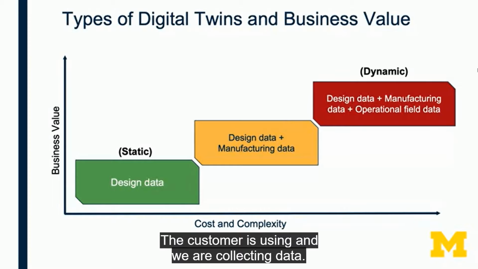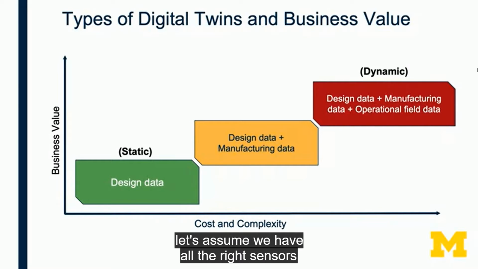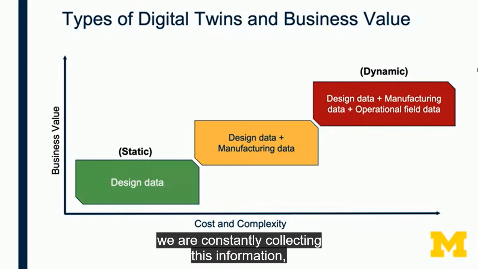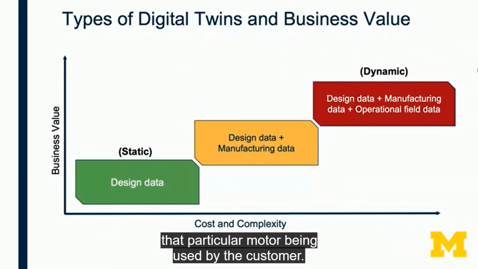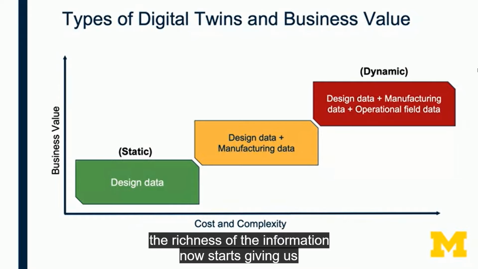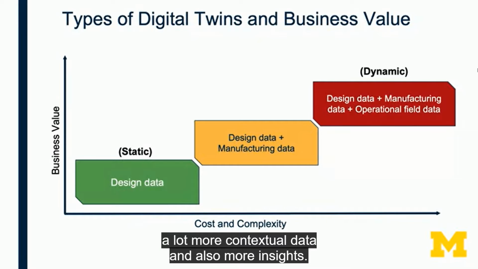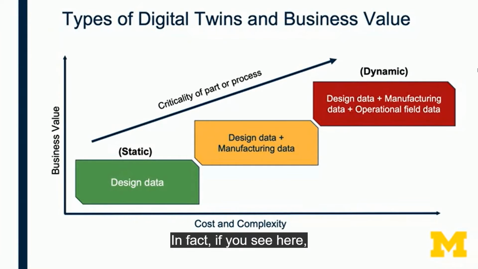In addition to the design and manufacturing data, we are now collecting operational field data. So through sensors in the motor, let's assume we have all the right sensors as we saw in the video, we are constantly collecting this information. So we have a live version of the particular motor being used by the customer. Now, as you can see from left to right, the richness of the information starts giving us a lot more contextual data and also more insights, right?